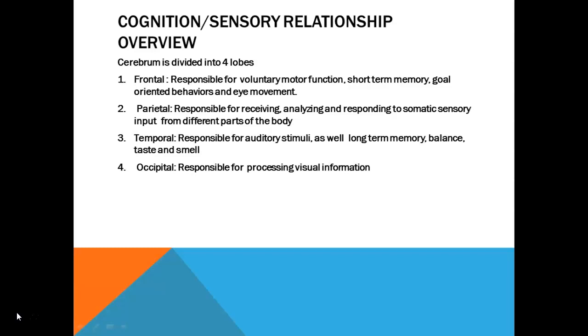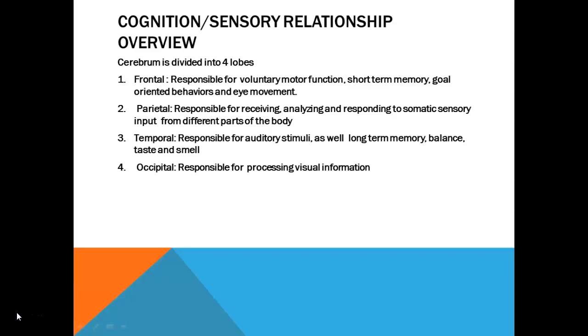There is a cognitive sensory relationship, and it refers to the brain and the neurological system, or the central nervous system and peripheral nervous system as well. However, we're going to talk in particular about what happens with your brain, and in particular in your cerebrum. The cerebrum is divided into 4 lobes: the frontal, the parietal, the temporal, and the occipital.